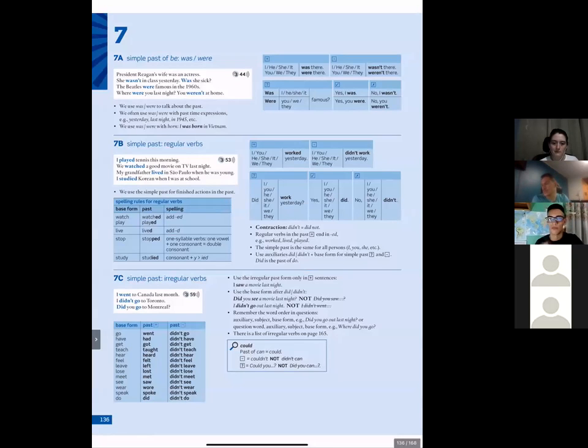Okay, guys, so as I was saying, today we're going to start with the simple past of be, which is was and were. Last semester, we talked about simple present of be.